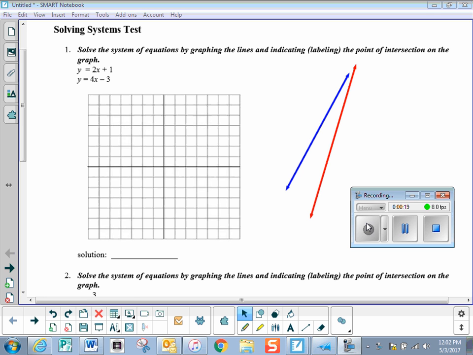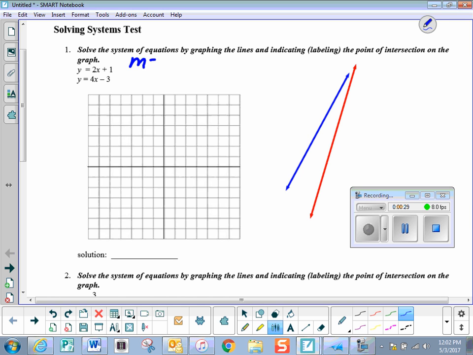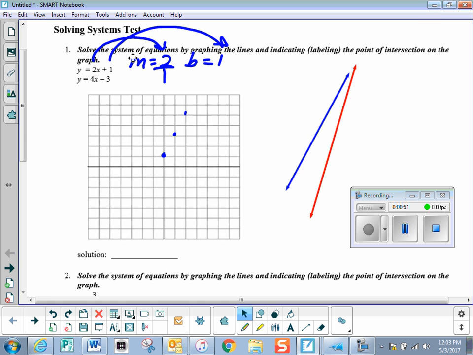Okay, so first thing, we need to solve a system by graphing. What do we need in order to graph a line? We need the slope and the y-intercept. The y-intercept is a number by itself. The slope is the coefficient of x. If there's no denominator, what is the denominator? 1. So where am I going to start to graph that line? Then where do I go from there? Up 2 over 1. Now I connect those points and there's my line.